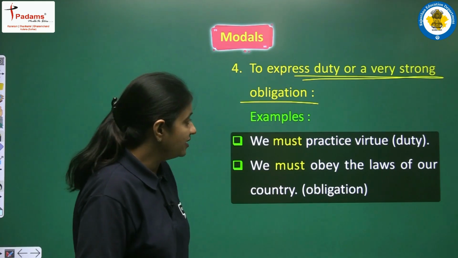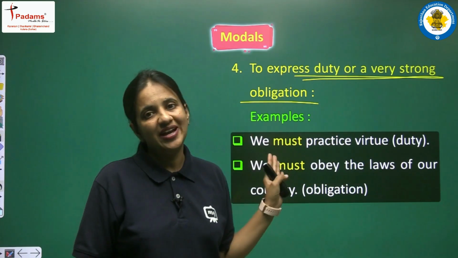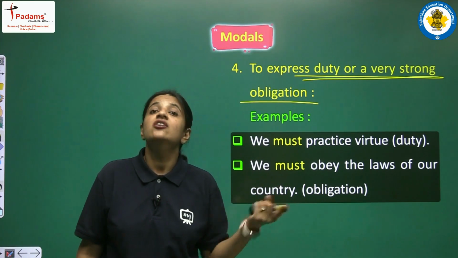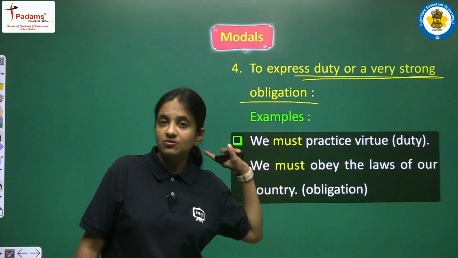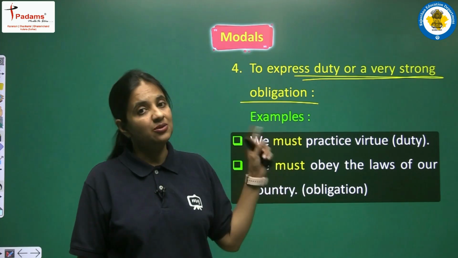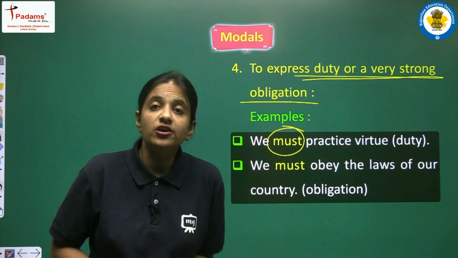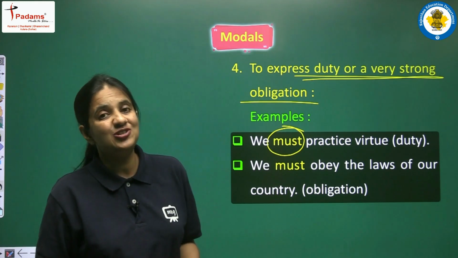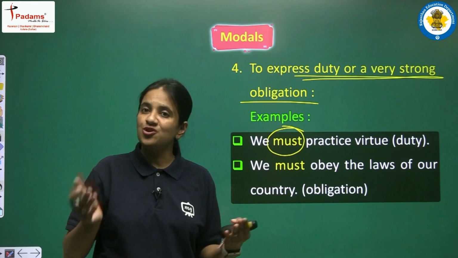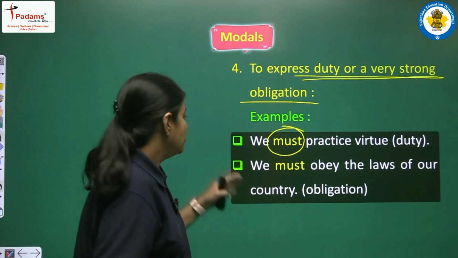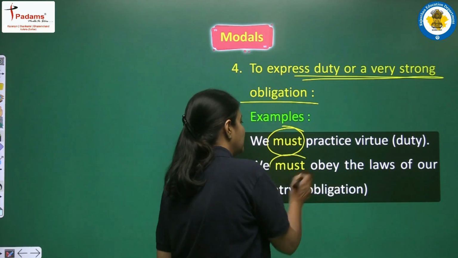We must practice virtue. So here we are talking about duty, right? And earlier we have read that should is also used and ought to is also used whenever we are talking about duties, but we can use must also, and when we use must to show duty, it means again it is a very strong duty and we have to perform this duty. This is not only one advice, but it is a kind of compulsion that yes, we have to perform this duty.